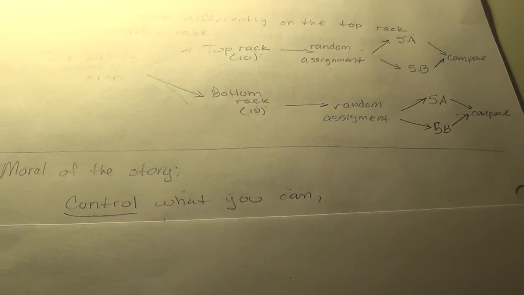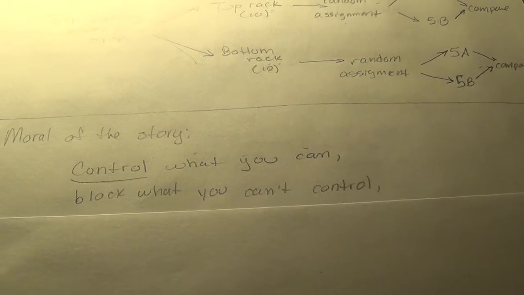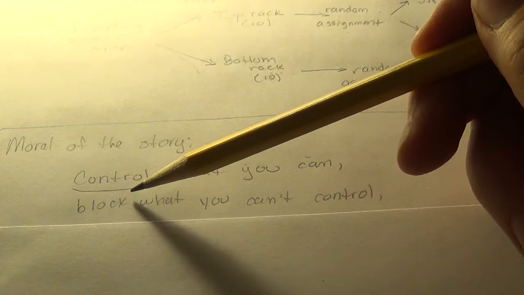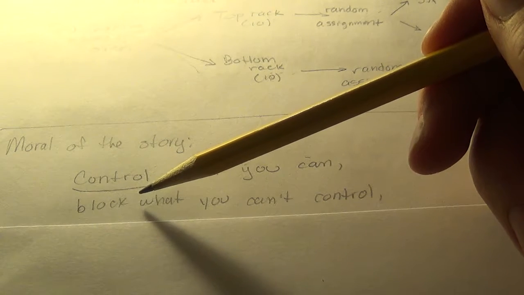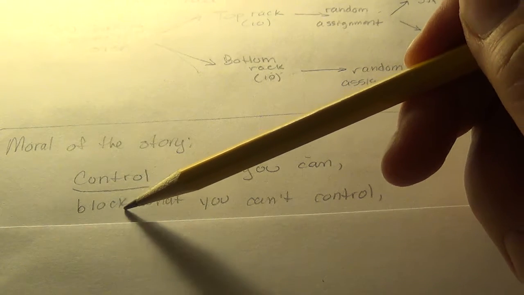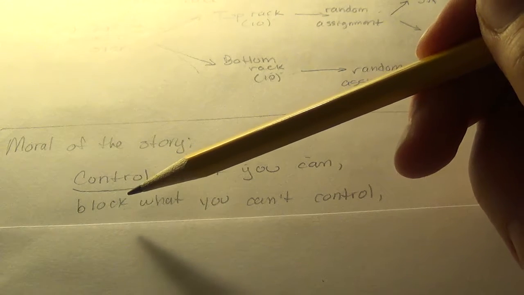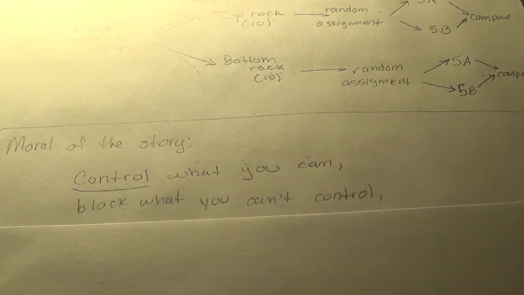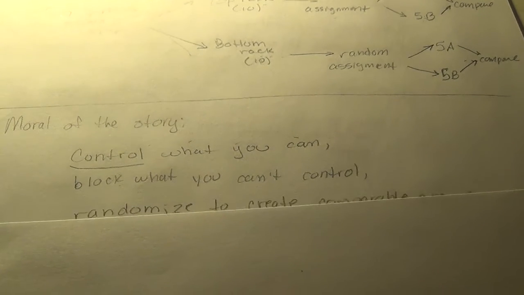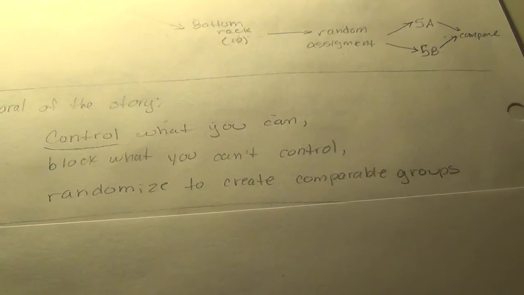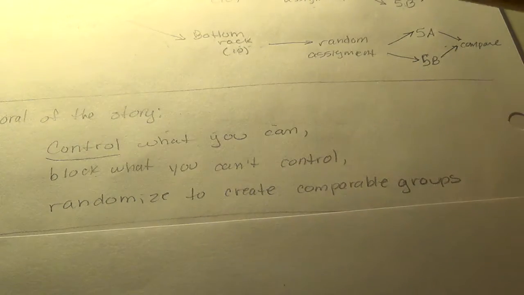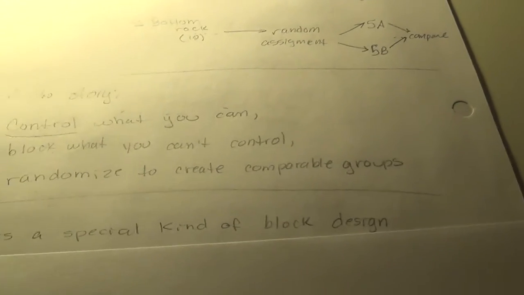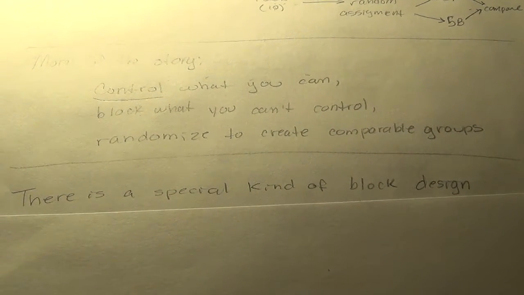And those things that I can control, I do a block design so that the variation due to that blocking characteristic will be erased from the experiment. So I'm going to block what I can't control. So you control what you can, block what you can't, and randomize to create comparable groups. So that is my new direction for experimental design.